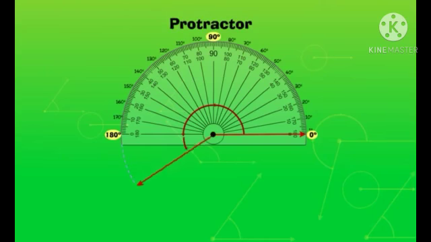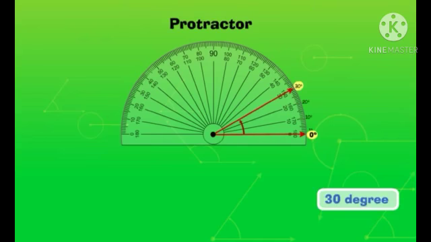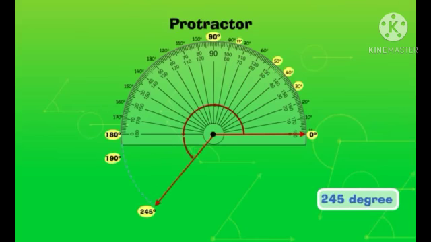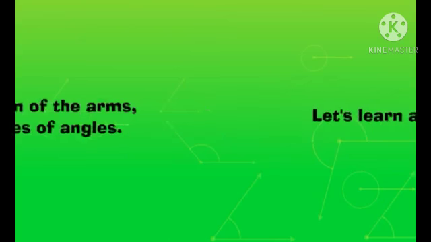A complete turn around a point is divided into 360 equal parts. Each of these parts is called a degree, denoted by 1 degree. As we can see, the arms of the angles can take any position, say 30 degrees, 40 degrees, 50 degrees, 75 degrees, 190 degrees, 245 degrees. Depending on the position of the arms, there are different types of angles. Let us learn about them.